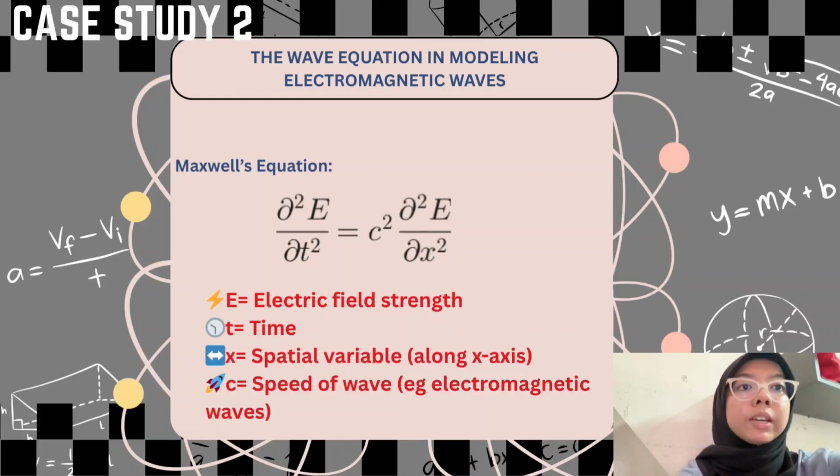As you can see from here, E is represent the electric field, where the dependent variable describing the oscillating field. t represent time, is the independent variable representing the temporal change, while x is the spatial variable along x-axis, and lastly c is the speed of wave. It is constant relating the spatial and temporal derivative.